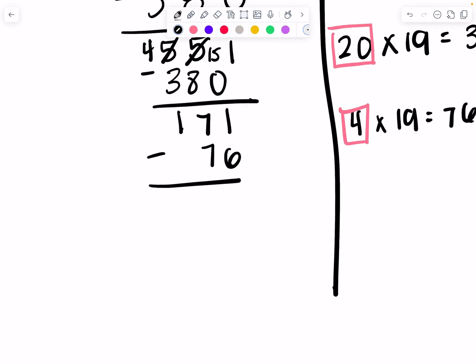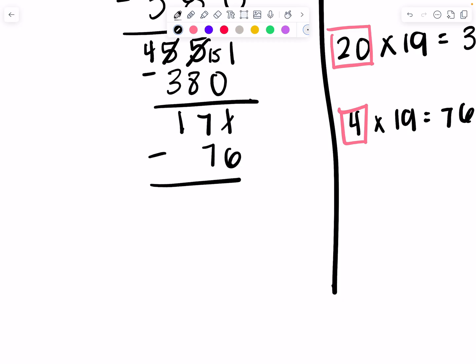Okay. I cannot do 1 minus 6. So this is going to become 11. 7 will become 6. 11 minus 6 is 5. Cannot do 6. That'll become 16. 1 minus 0. I'm sorry. I'm going to borrow the 1 and get 0. 16 minus 7 is going to give me 95. Again, I can do 4 times 19 equals 76.